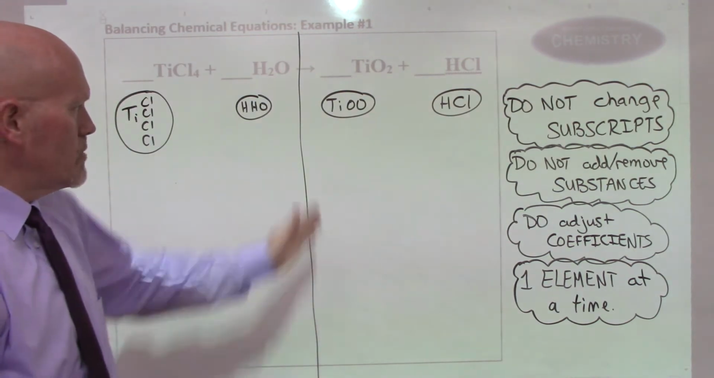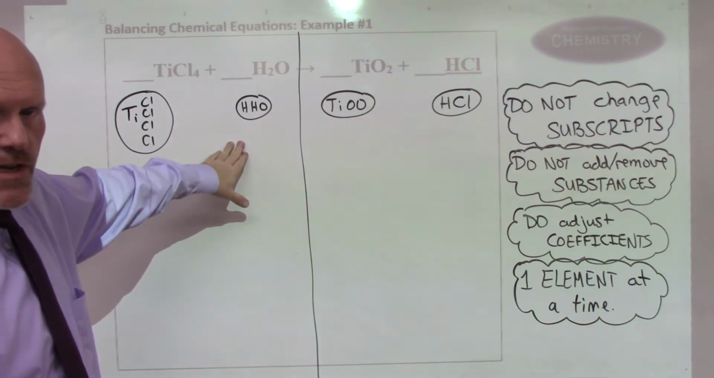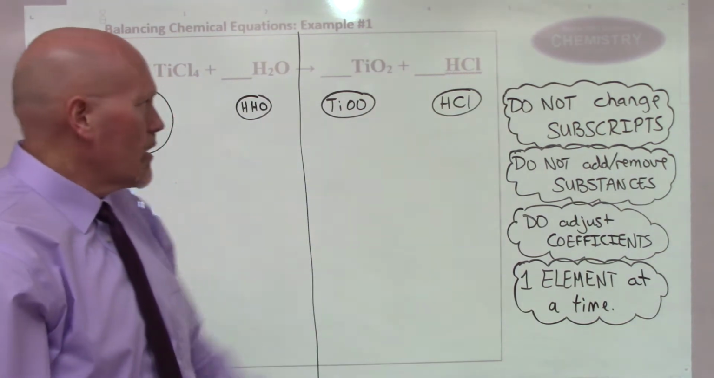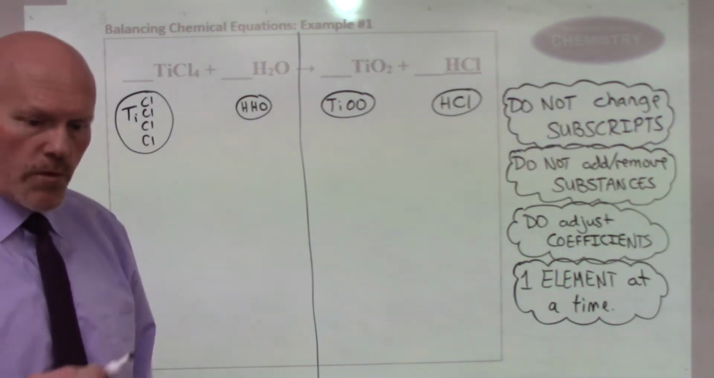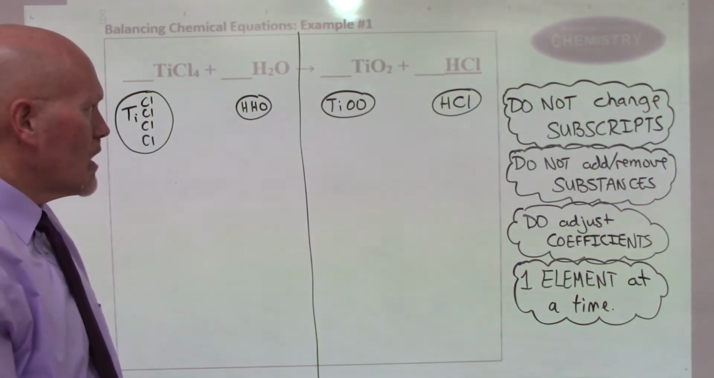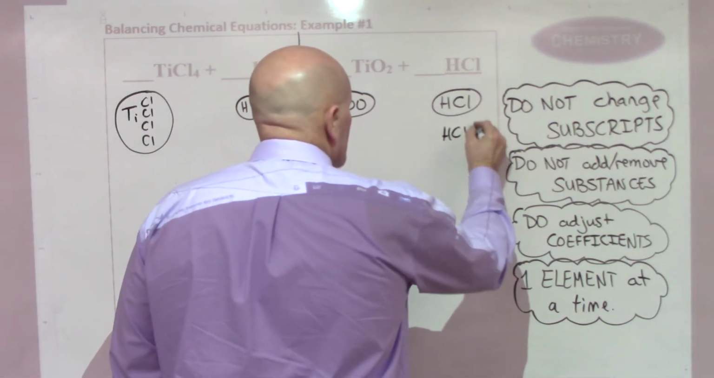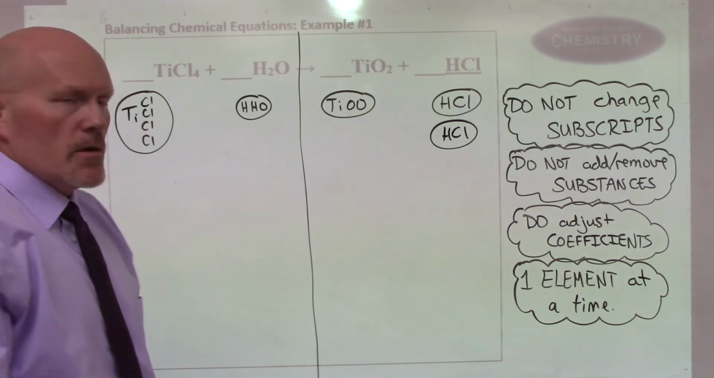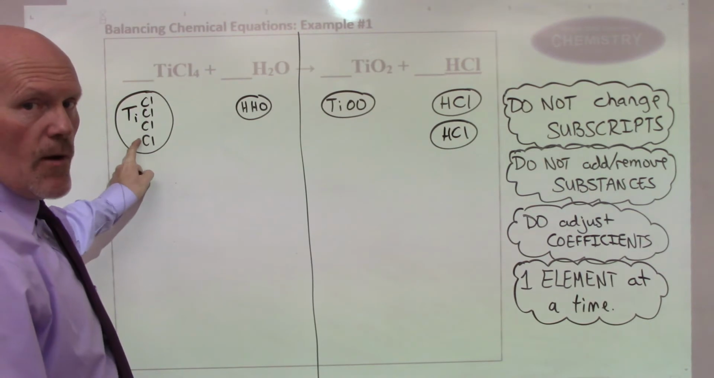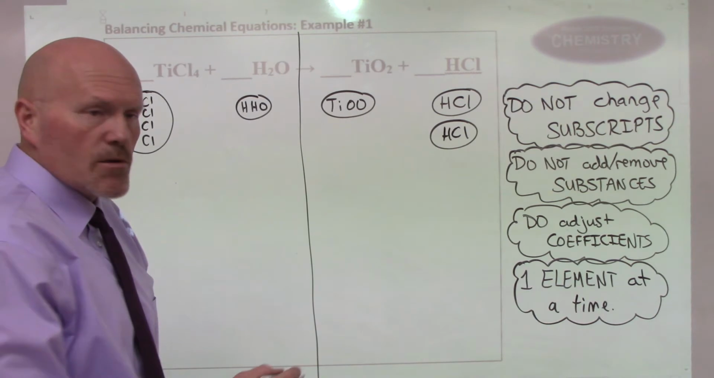Once I have this set up, looking across the dividing line, one of the things I see right away is that my hydrogen is out of balance. I have 2 here and 1 here. And that is a fairly straightforward thing to fix simply by adding 1 hydrochloric acid molecule. So now my hydrogen's in balance, but the chlorine is still out. I have 4 here, 2 here, so let's add 2 more hydrochloric acid molecules.